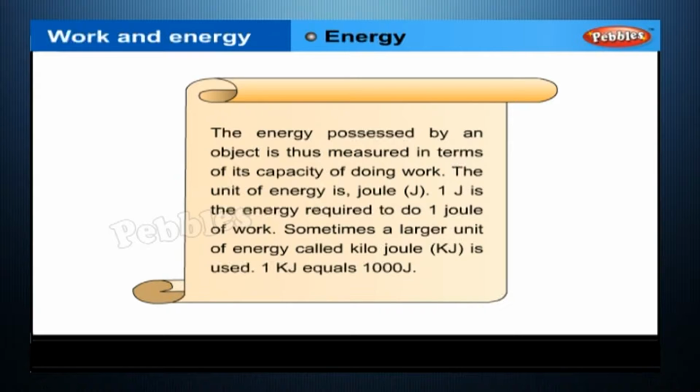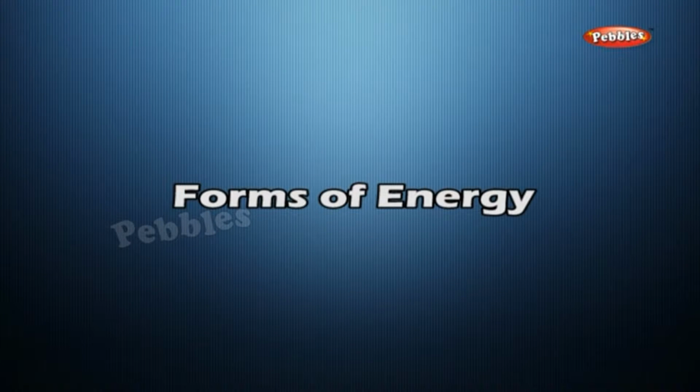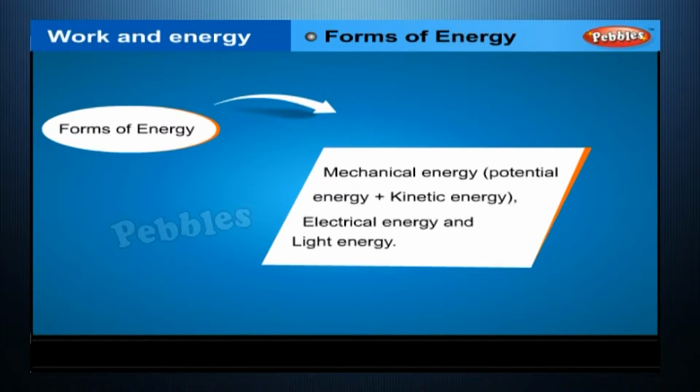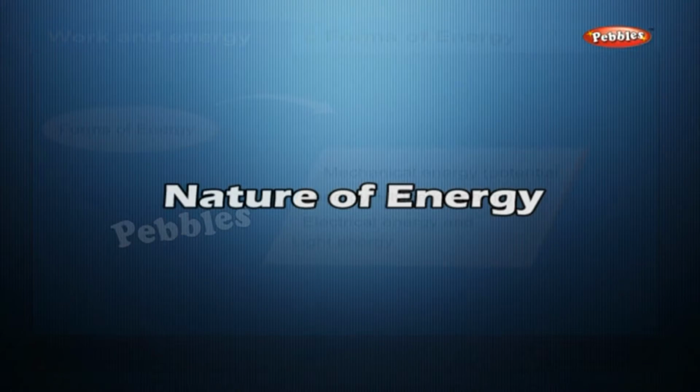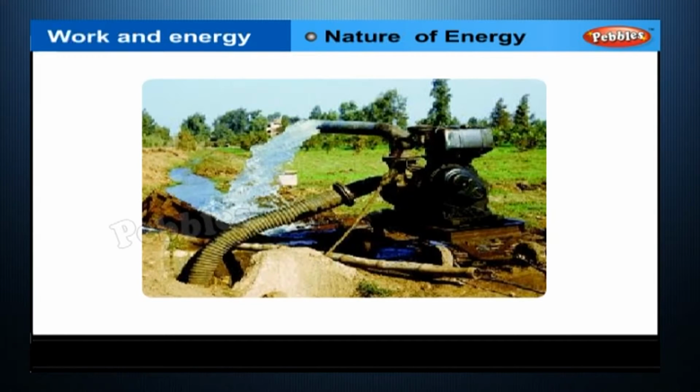The unit of energy is joule, J. 1 J is the energy required to do 1 joule of work. Sometimes a larger unit of energy called kilojoule, kJ, is used. 1 kJ equals 1000 J. Forms of energy. The various forms include mechanical energy, that is, potential energy plus kinetic energy, electrical energy, and light energy.